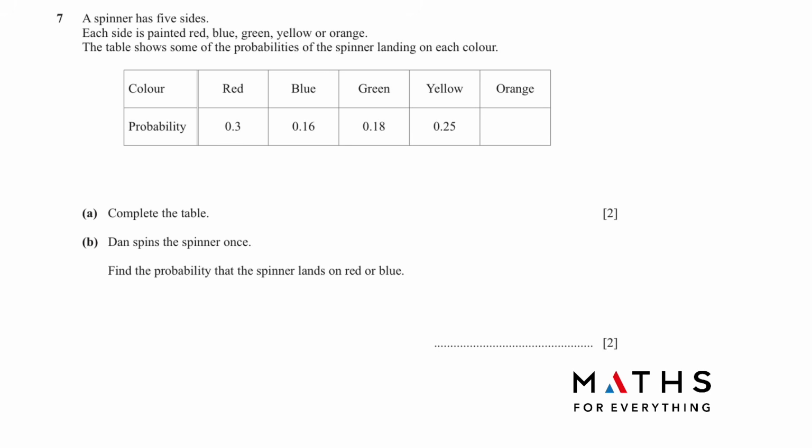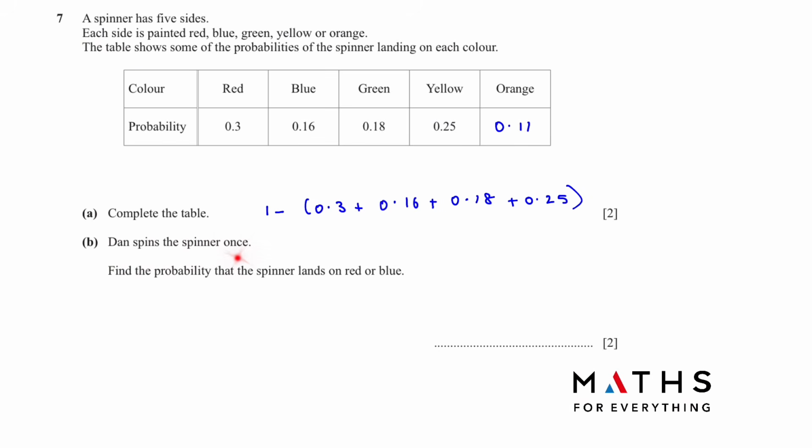Question number 7. We have been given a probability distribution table and we need to find the probability of orange. Probability is equal to 1. So to find the missing probability, from 1 we are going to subtract all the probabilities that we have. This will give us 0.11.